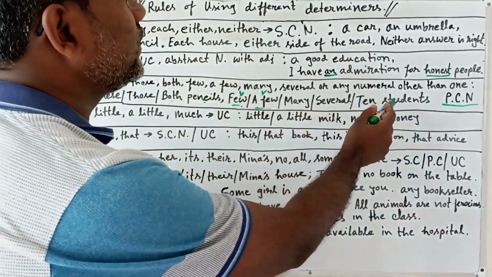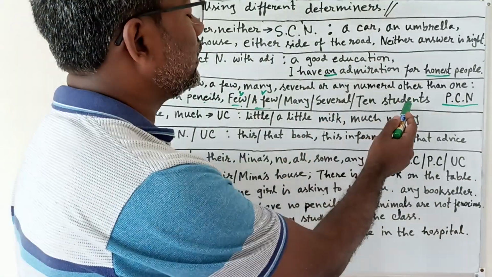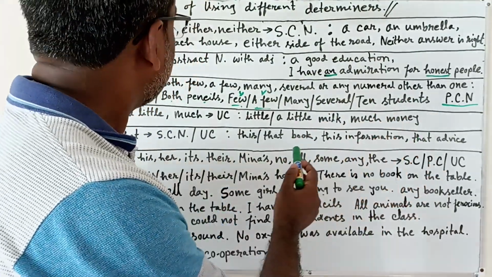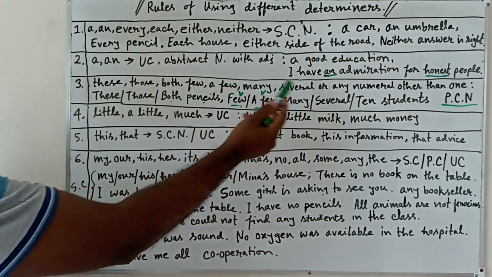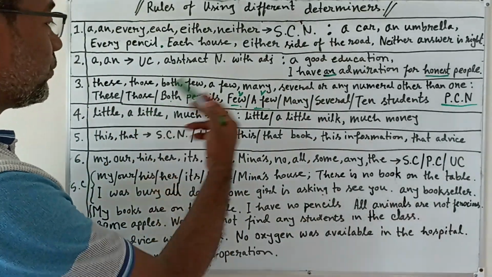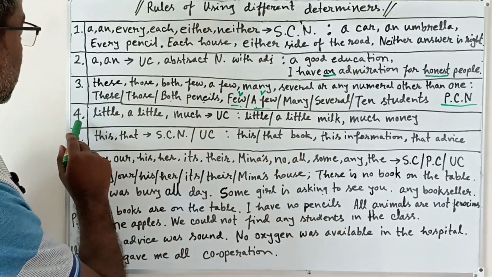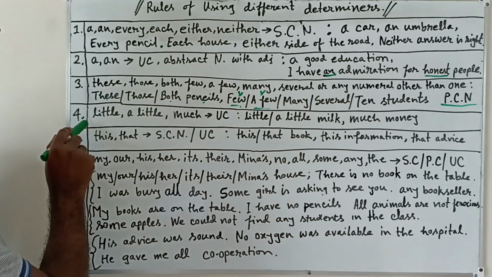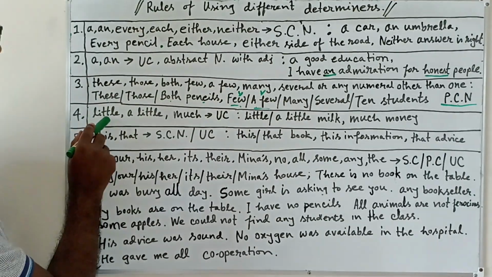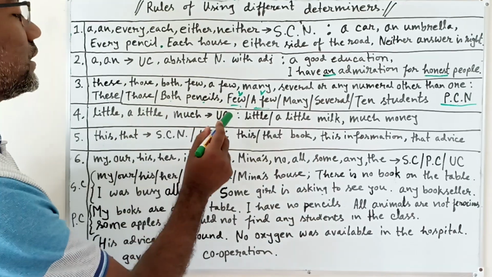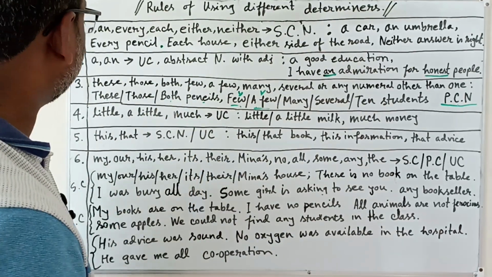Next, many students, several students, 10 students. I hope you have understood these rules. You have to practice these rules. Next, go to the next rule, number 4. Little, a little, much. Go with uncountable noun.